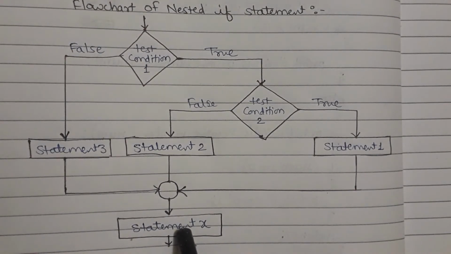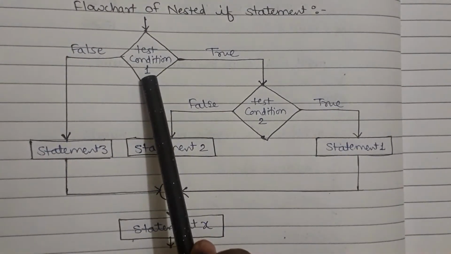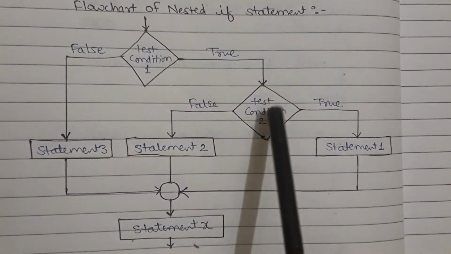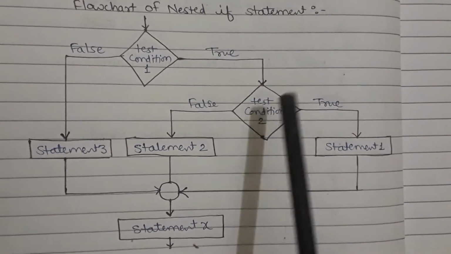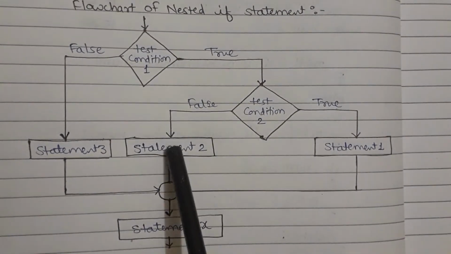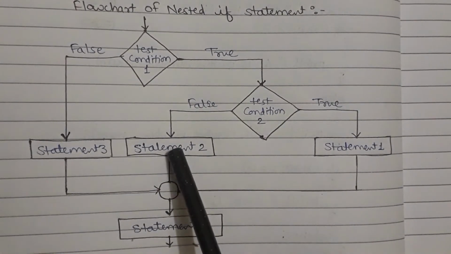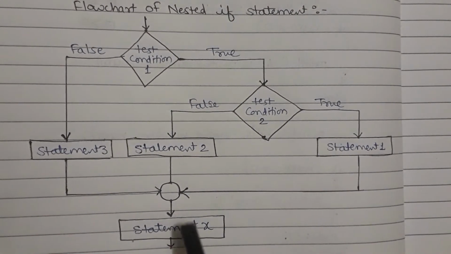In the second case, test condition 1 is true, so it comes to the if statement. Now it will check condition 2, and if condition 2 is false, then it will execute statement 2, and after executing statement 2, the control will execute statement X. So this is our second case.